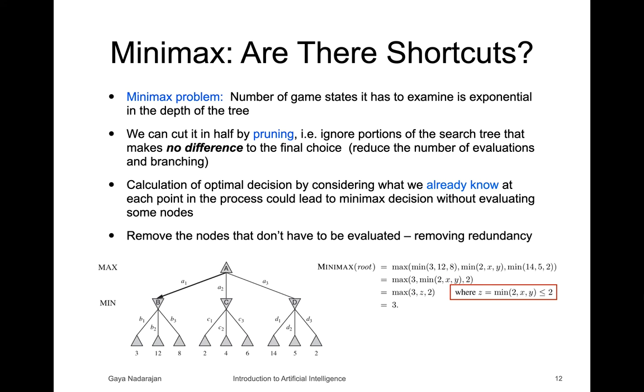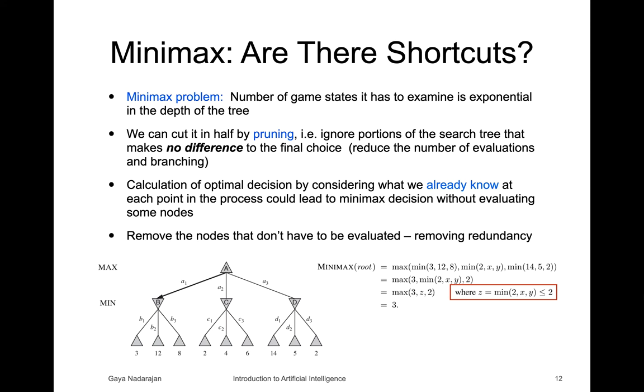So, as we discussed last time, the problem that Minimax has is that the number of game states it has to examine is exponential in the depth, right? B to the M, which is depth first search. We just mentioned the idea of pruning, which is: can we ignore parts of the search tree or the game tree that are not going to make any difference to the final choice? Meaning we reduce the number of evaluations and branching. So the calculation of the optimal decision can take into account what we already know.